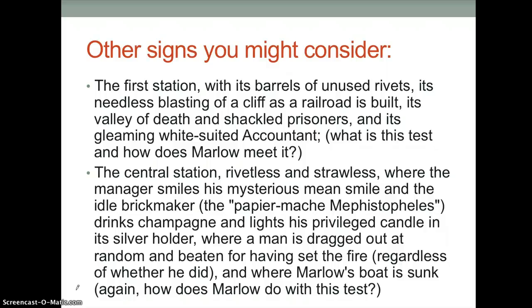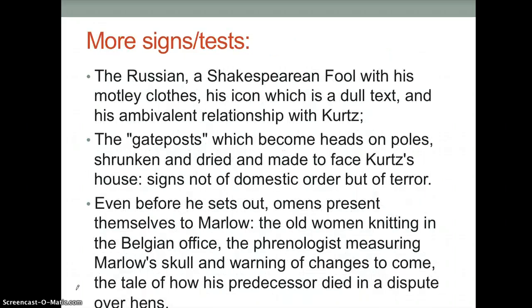The central station with its manager and the brickmaker and all the little figures that occur there and the horrors that occur there. What does Marlowe make of this, and is this a test as part of his journey? Other signs you could consider are the Russian, who's kind of a Shakespearean fool who has an ambivalent and possibly even homosexual relationship to Kurtz, or the gateposts that become heads on poles at Kurtz's station, the third station. What does this represent, and is it a sign? Is it a test that Marlowe must face?